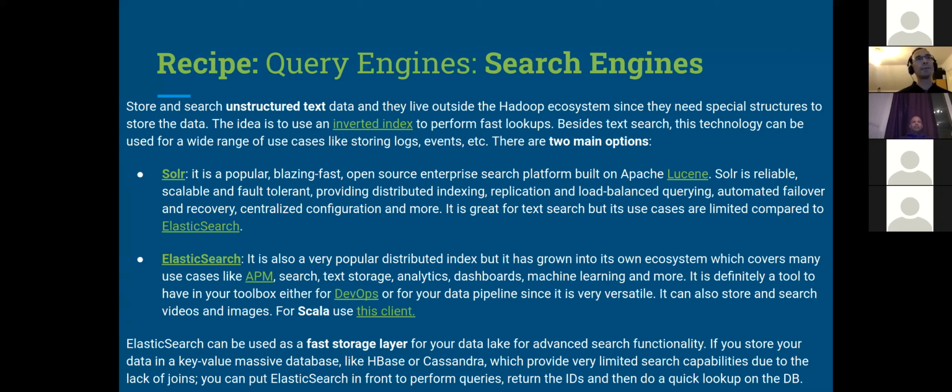It's better basically to use a database like that, where HBase or Cassandra provide very limited search capability due to the lack of joins. And then you have Elasticsearch for your APIs to do searches. Elasticsearch returns the list of IDs, right? And now I can go to Cassandra and fetch them, or go to HBase, or even go to my data lake and do a lookup. So really, really important on your data pipeline to have Elasticsearch there.